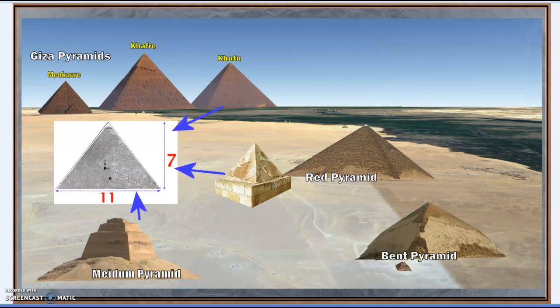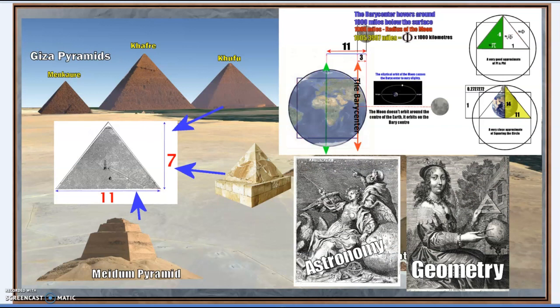So this again, it's 7 to 11, can be found all over. Now, that they liked 7 to 11, this proportion, doesn't mean that they understood what the barycenter was. It doesn't mean they understood the size of the Earth and the Moon. The geometry on its own has a beauty to it. Just to understand one facet of something doesn't mean you understand every facet of it.